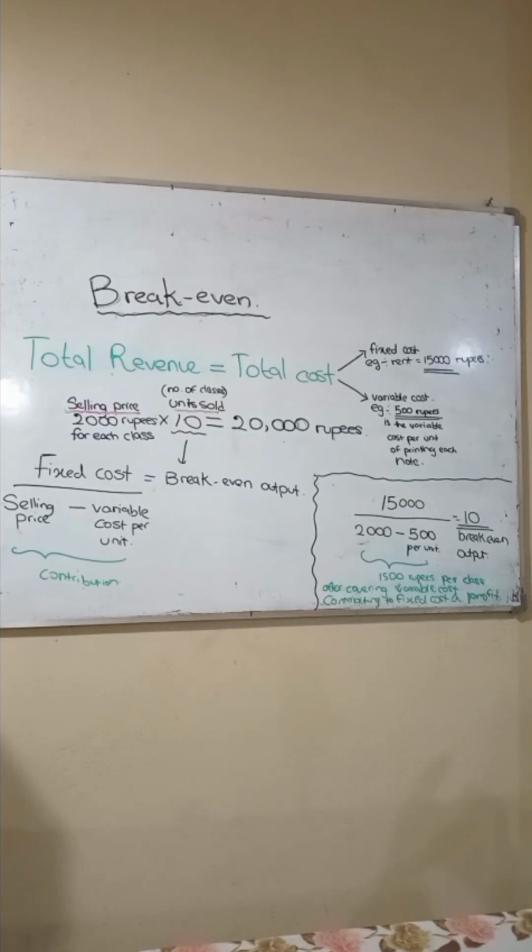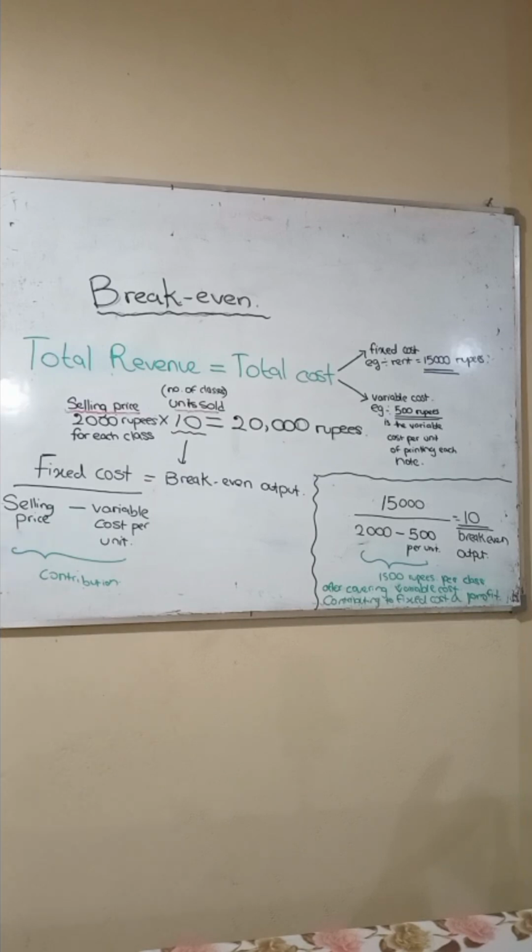1500 rupees will go towards my fixed cost, and it will also contribute to my profit. It will help me make a little bit of profit and at the same time pay off my fixed cost. That is why we do the contribution. It's important that you do the contribution calculation as well.